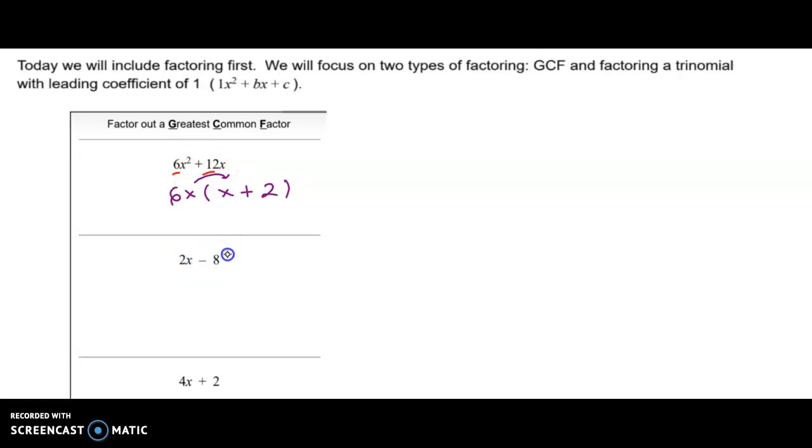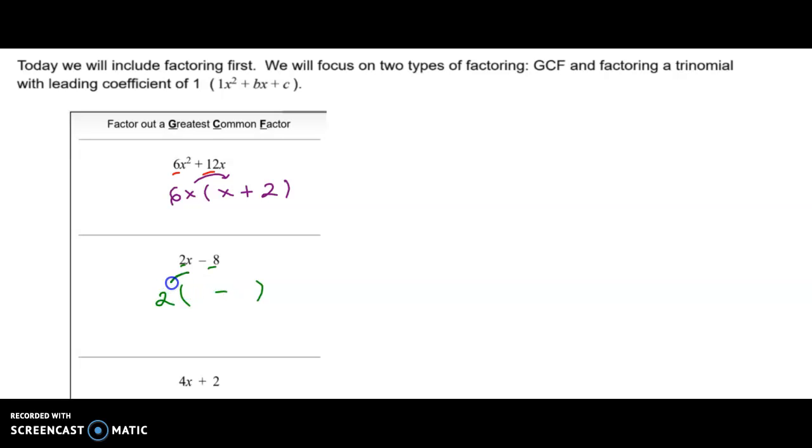Now for this one, 2x minus 8, again, looking at the coefficients, 2 and negative 8, right? What is the greatest number that divides into both 2 and 8? That's going to be 2. Notice the first term only has an x, and because the second term does not have an x, there's no x to take out. And so our greatest common factor here is just 2. And I know this is going to be a minus sign.